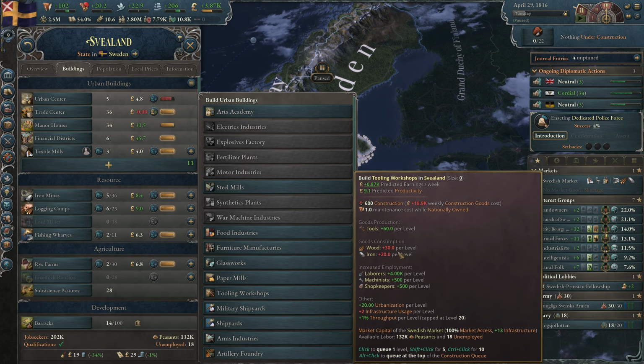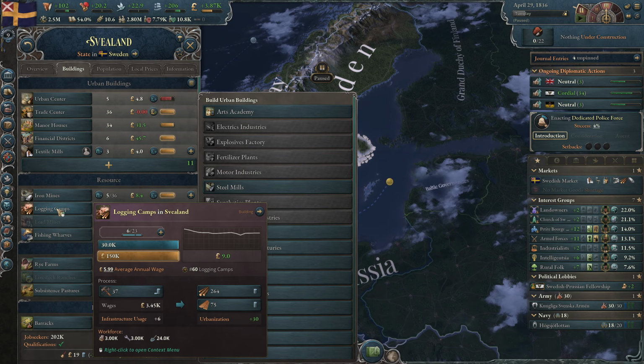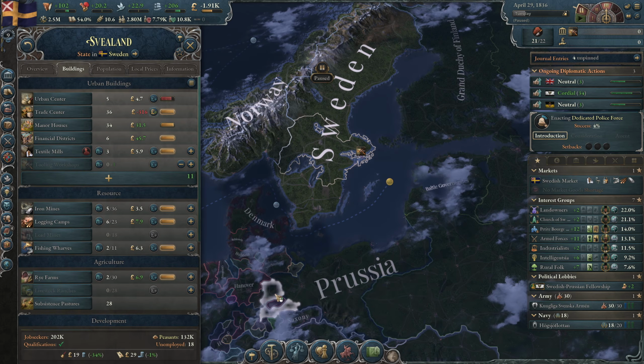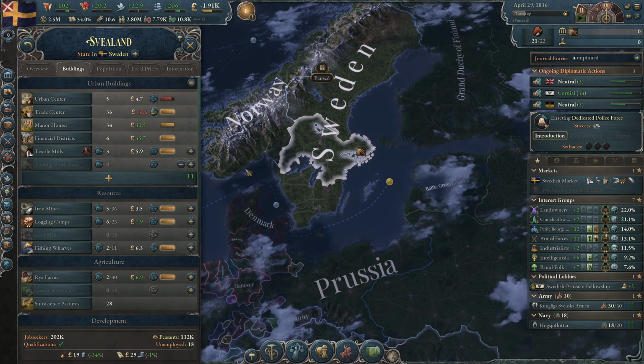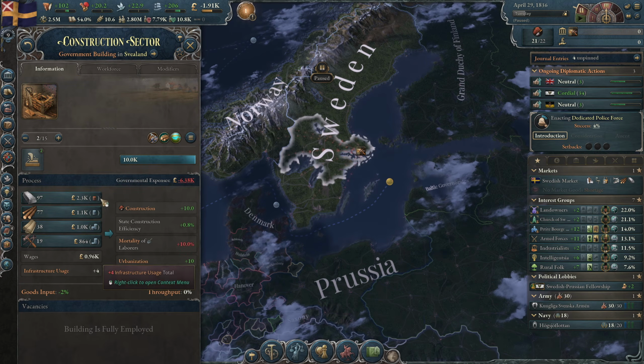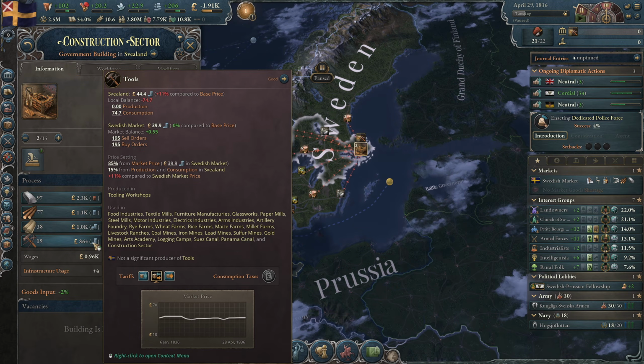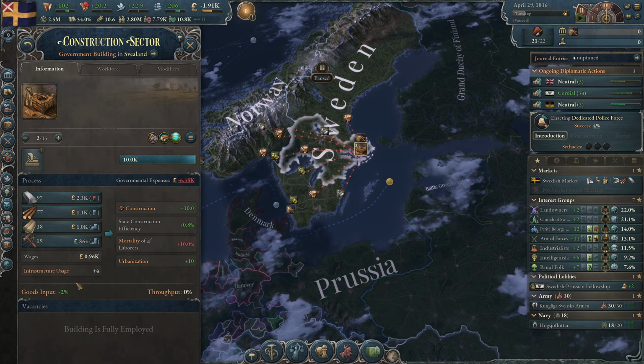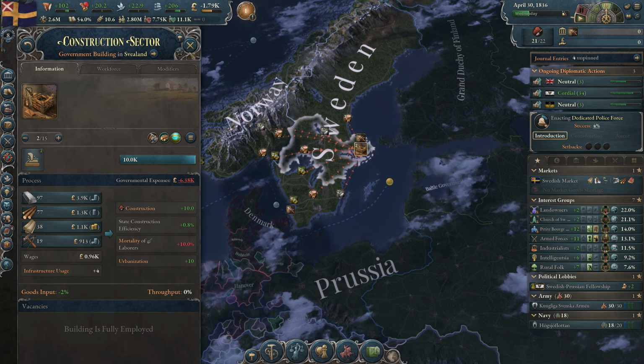I'm gonna make 60 tools from 30 wood and 20 iron. We have iron mines, we have logging camps here. Let's make a tooling workshop in our capital, and then those tools are going to make the price of the construction sector cheaper, because this will have more local production. Let's put that one in.